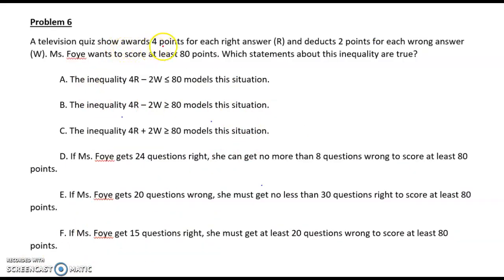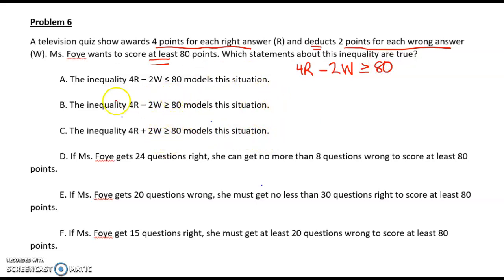Okay, a television quiz show awards 4 points for each right answer and deducts 2 points for each wrong answer. Ms. Foy wants to score at least, there's that constraint again, 80 points. Which statement about this inequality is true? Okay, so we know we have 4 for each right answer and deducts, that's subtraction, 2 points for each wrong answer, and she needs at least, that's greater than or equal to 80 points. So which one of these is true?